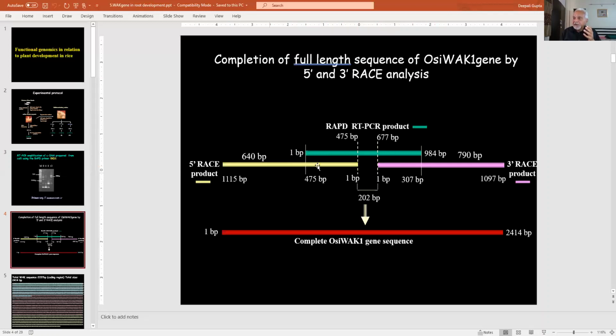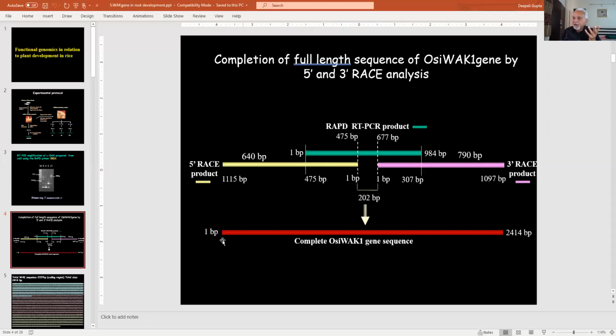So what is done in this: gene-specific primers were developed from this region, and it's a kit actually. You have one gene-specific primer here and one adapter primer. You amplify this region, and similarly, 3' RACE gives you the sequence from here to here.